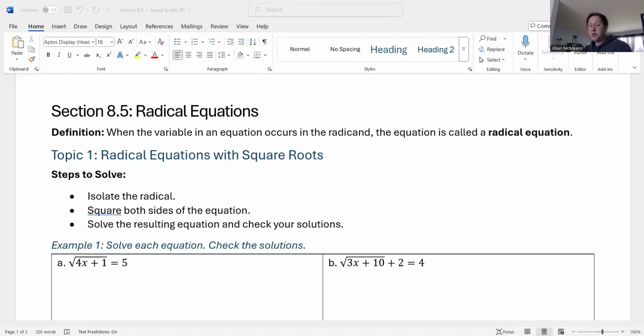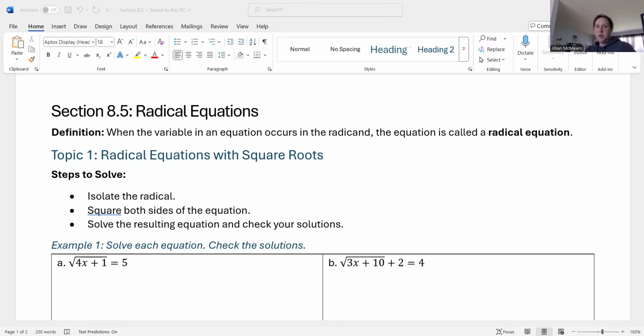For this section, we're going to start our discussion on radical equations, okay? So you've seen lots of equations in this course so far. We've seen linear equations in one variable, linear equations in two variables. We've talked about quadratic equations. We've talked about rational equations. So now radical equations. When the variable in an equation occurs in the radicand, the equation is called a radical equation. So basically, an equation that contains a radical expression where the radical contains the variable, okay?